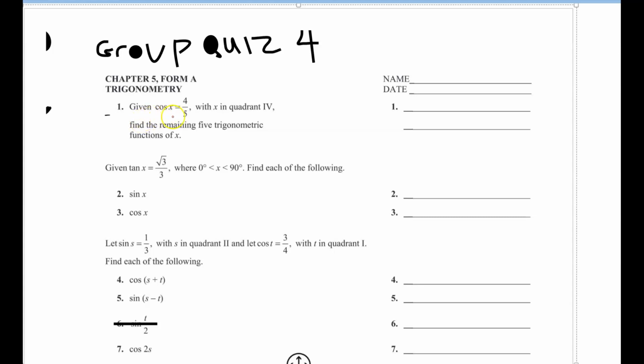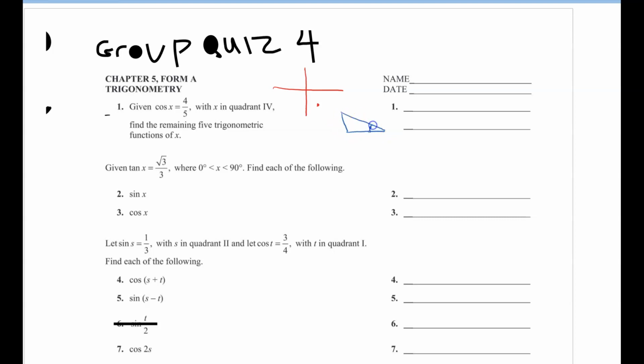Number 1, given cosine x is 4/5 with x in the fourth quadrant, find the remaining 5 trigonometric functions of x. Knowing that it's in the fourth quadrant, you can use the quadrant for that, or you can just draw a triangle.